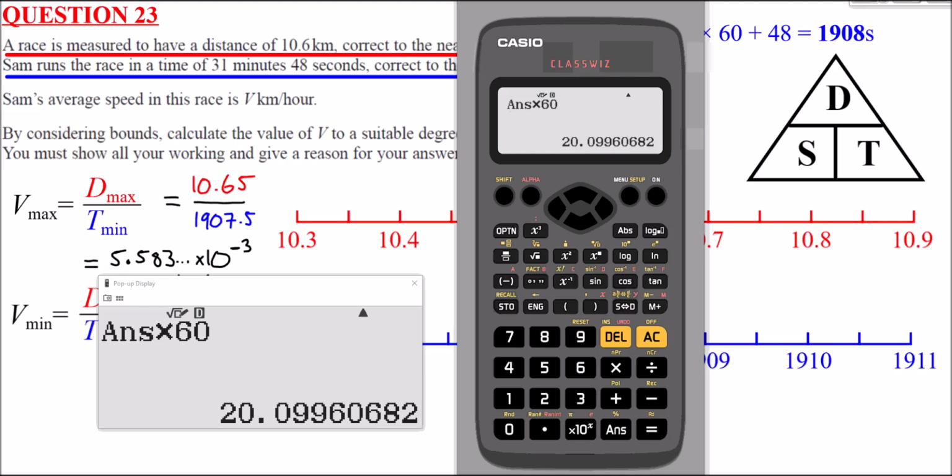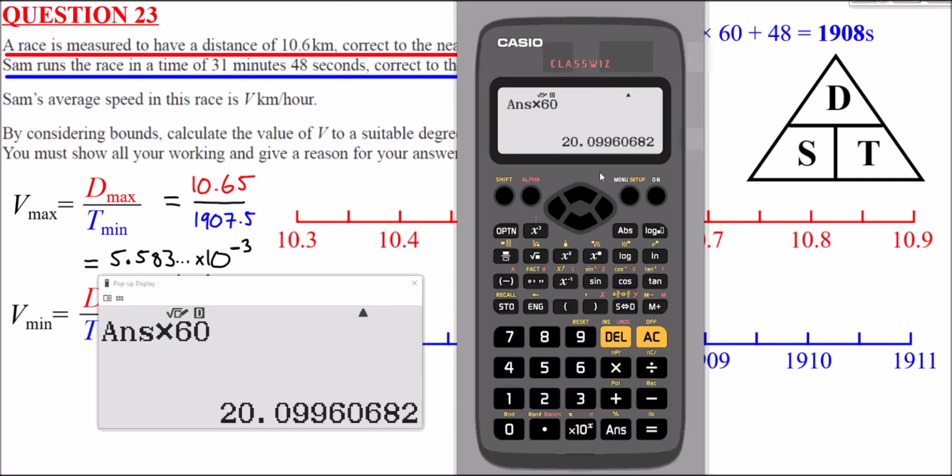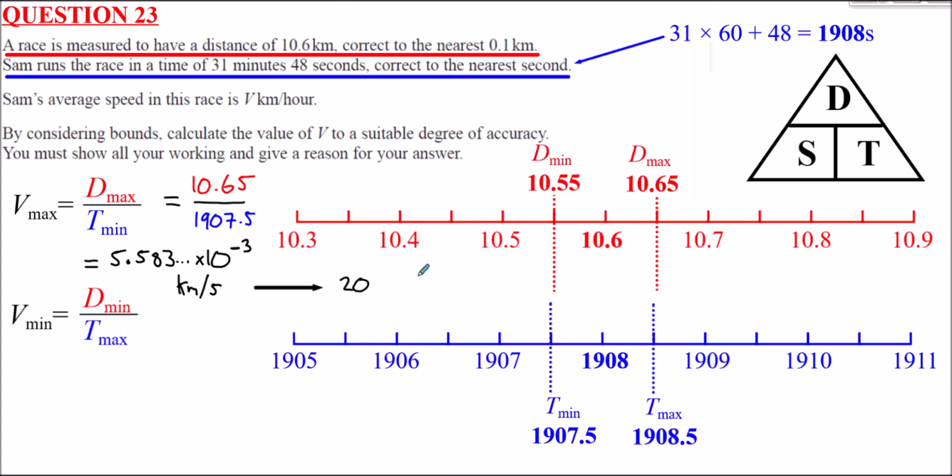20.0996 and so on and so on. So to convert from kilometres per second to kilometres per hour, all I've done at that stage is multiplied by 60 squared. Multiply by 60 once, change from seconds to minutes, times by 60 again to change minutes into hours. That's the maximum speed, just over 20 kilometres per hour.